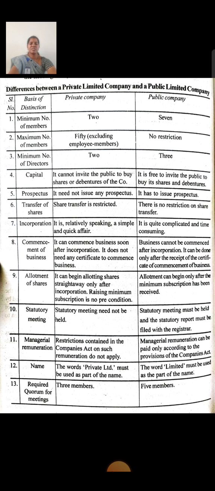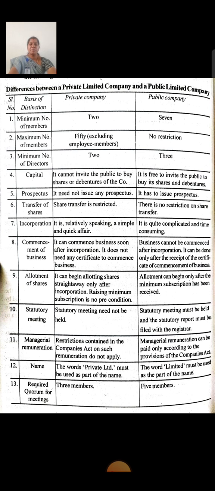The sixth point is transfer of shares. In a private company, share transfer is restricted. They do not transfer shares to any other person or any other company. In a public company, there is no restriction on share transfer. Anyone can transfer shares.